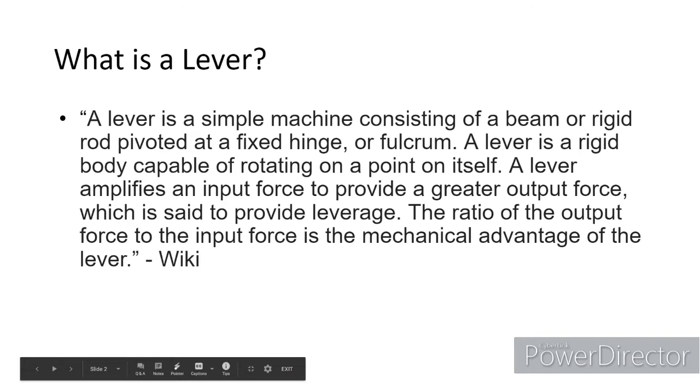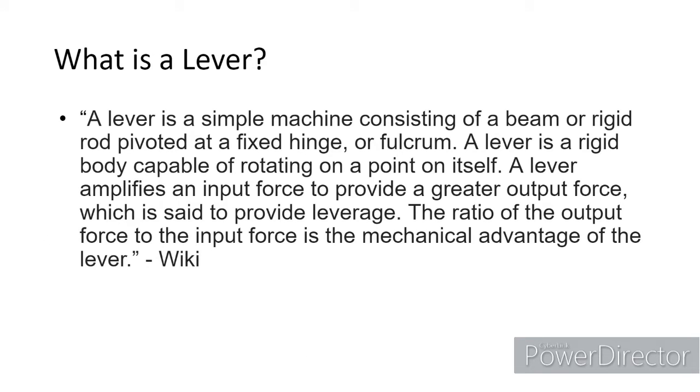So, what is a lever? Well, it's a simple machine. A lever is a simple machine consisting of a beam or rigid rod pivoted at a fixed hinge or fulcrum. A lever is a rigid body capable of rotating on a point on itself. A lever amplifies an input force to provide a greater output force, which is said to provide leverage. The ratio of the output force to the input force is the mechanical advantage of the lever. And this is from Wikipedia.